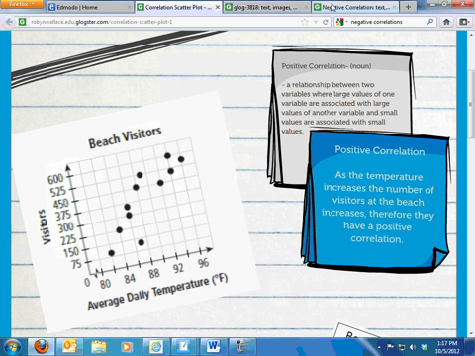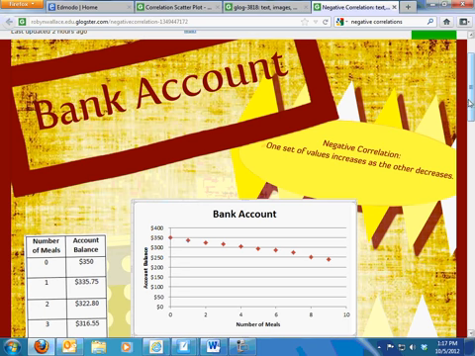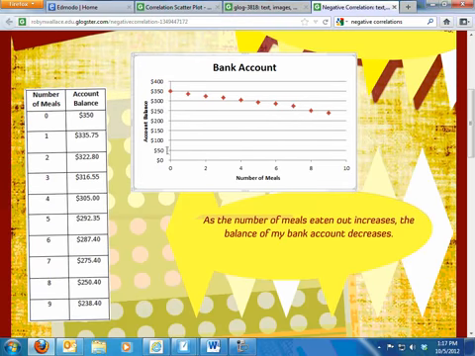Now let's look at a next example of what we call a negative correlation. My example for a negative correlation is my bank account. As you go out to eat, the more times you go out to eat, what happens to your balance in your bank account? It goes down, right? Before I'd gone out to eat, I started with $350 in my bank account. Then I went out to eat once, and I'm at $335.75. After 2 times of going out, I was down to $322.80.